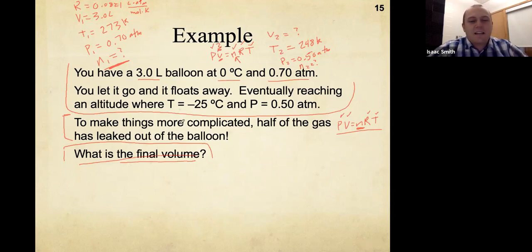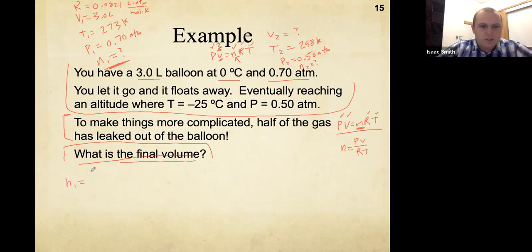Okay. All right, so let's figure out the number of moles initially in this problem. We need to solve for N, right? So we're going to rearrange this. So N equals PV over RT, okay? So our initial number of moles is going to be our initial pressure, which is 0.70 atmospheres, multiplied by our initial volume, which is 3.0 liters.